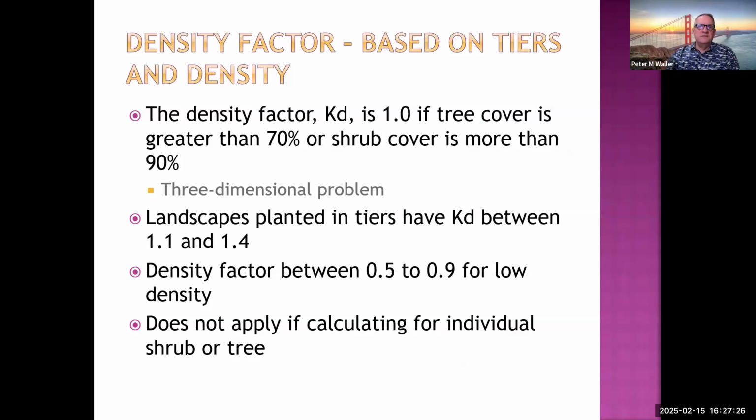Okay, let's look at the density factor. So that's based on tiers and density. The density factor is 1.0 if tree cover is greater than 70% or shrub cover is more than 90%. Landscapes planted in tiers have density factors between 1.1 and 1.3. And the density factor might be between 0.5 to 0.9 for low density. So they're looking at the landscape as a whole, not just one individual tree.